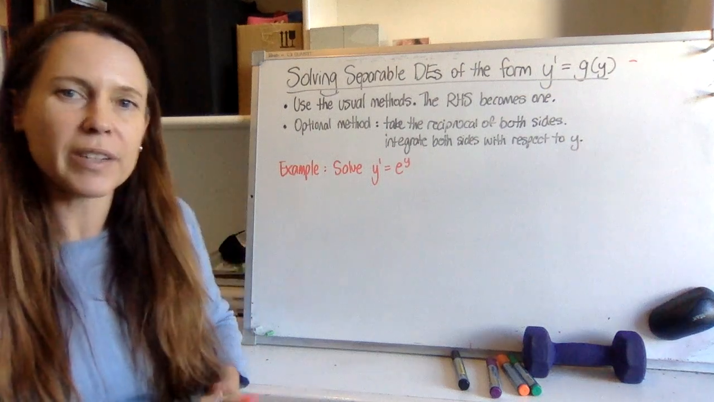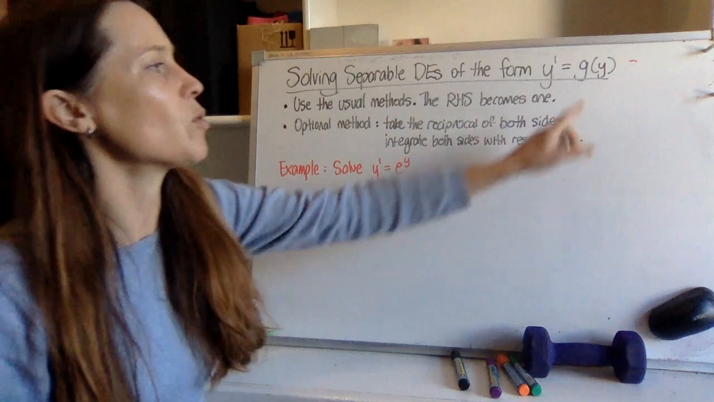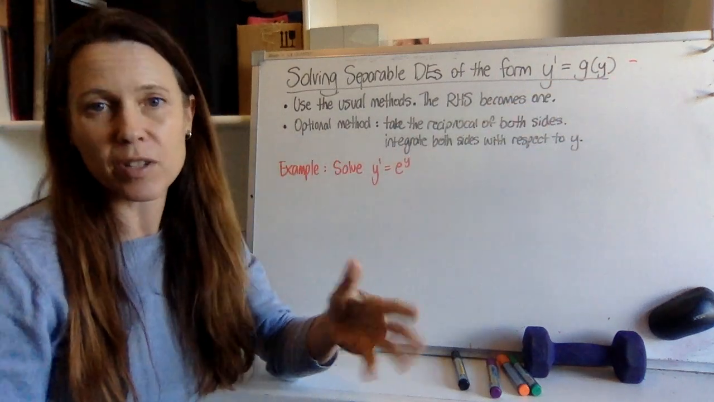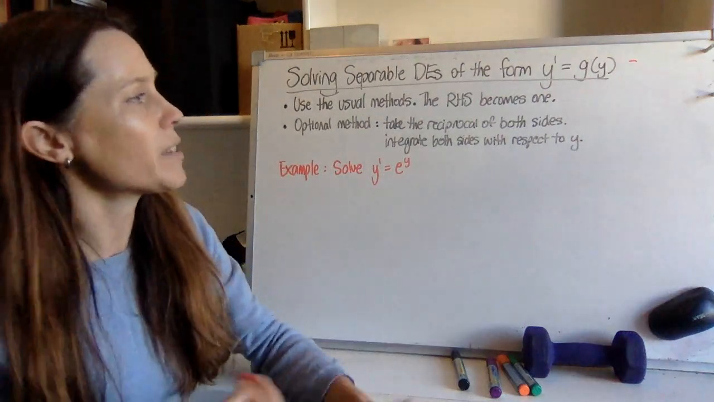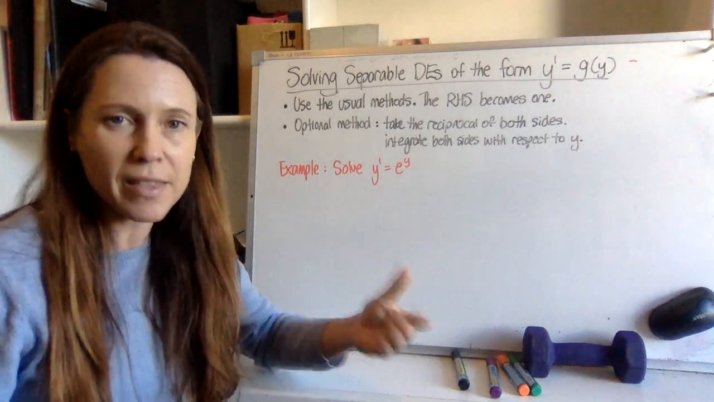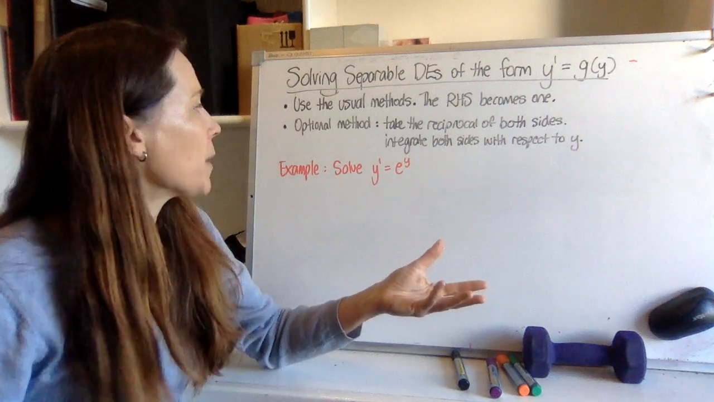In this lesson, we're solving separable differential equations that have the form y dash is equal to just a function of y. Now you'll notice there's no function of x in there, or the function of x, you could say, is 1. So they're still able to be separated because they're in that form: y dash is equal to a function of x times a function of y.